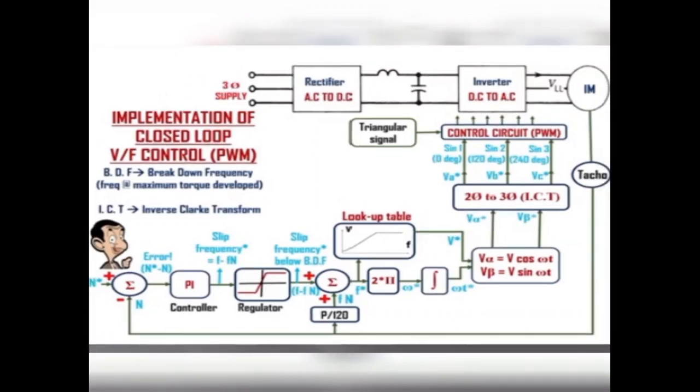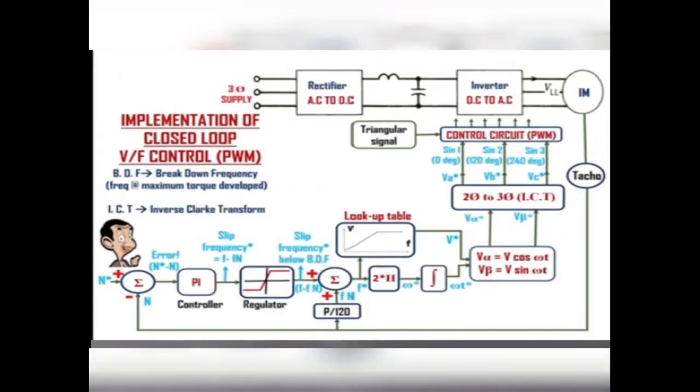The first step is to sense the actual rotor speed n using a speed sensor. The desired rotor speed is n star. Both n star and n are compared in the error generator, which generates the error equal to n star minus n. Next, this error is given to the PI controller.